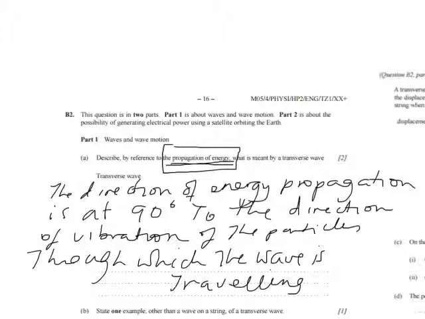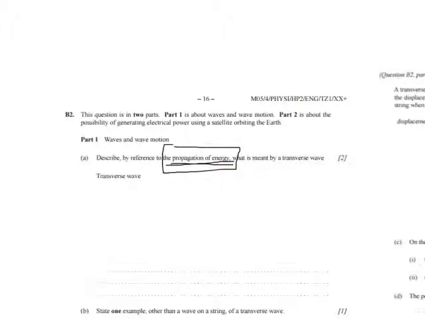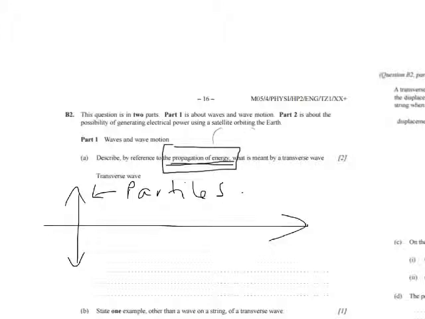There are two things going on. The movement of the particles, so if it was a water wave, the water particles are moving up and down. And the wave itself, or the energy propagation, is at 90 degrees to that. And both of these elements have to be in the answer. Another way of doing this is by simply having a diagram. These are the particles. They move up and down. And this is the direction of energy propagation.